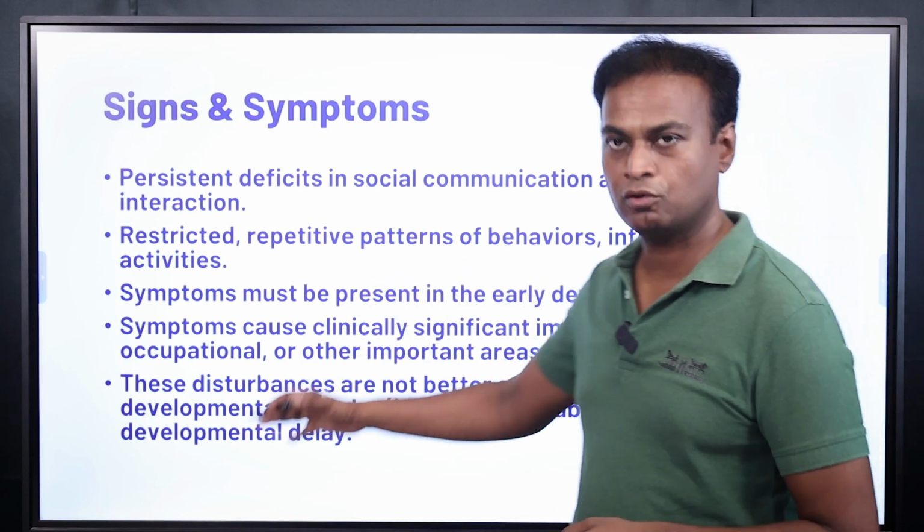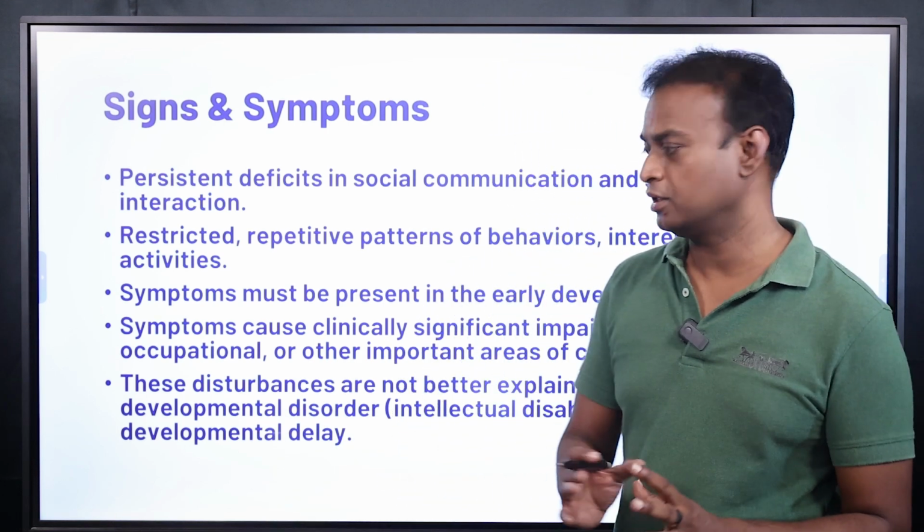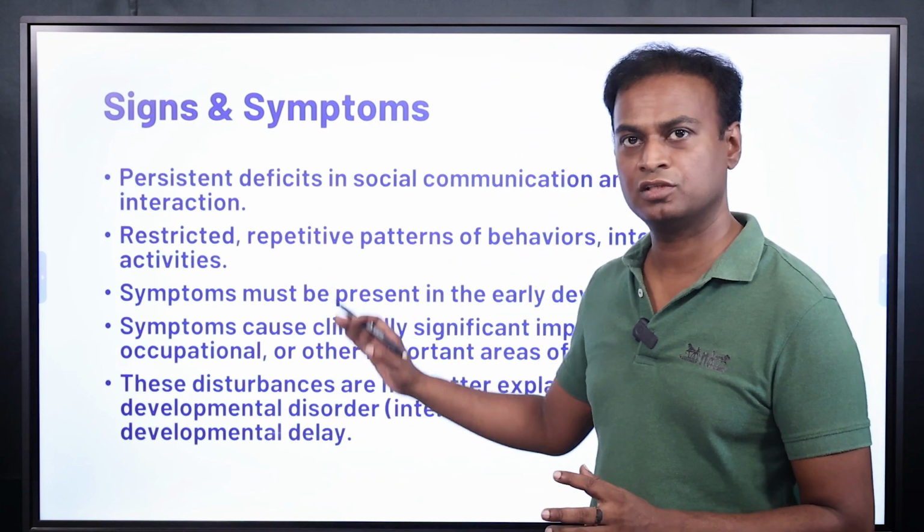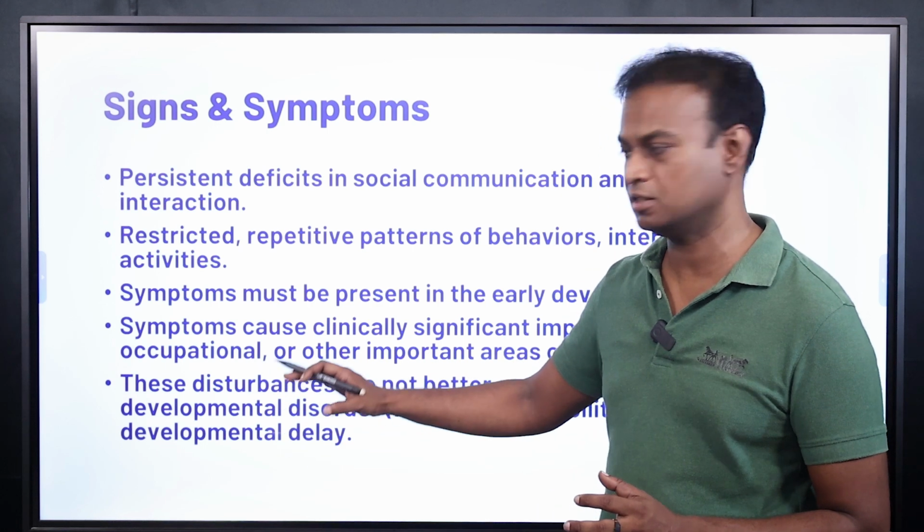Next one is global developmental delay. Global developmental delay is one more disorder which is mentioned within psychiatry in DSM-5.